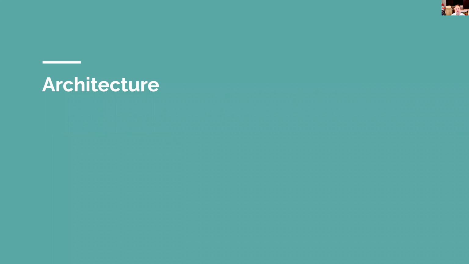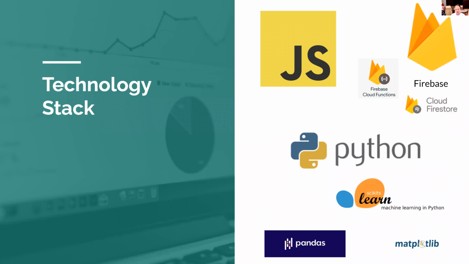I wanted to talk about the architecture and the plan I had while I was building this, before diving into the code and the real specifics of what I did. First off, the technology stack I used. I primarily used Python for the machine learning models, with scikit-learn, and pandas and matplotlib to support what I needed. I also used Firebase and JavaScript to host data on a database. That way, there are multiple ways I can get data to run my models on.